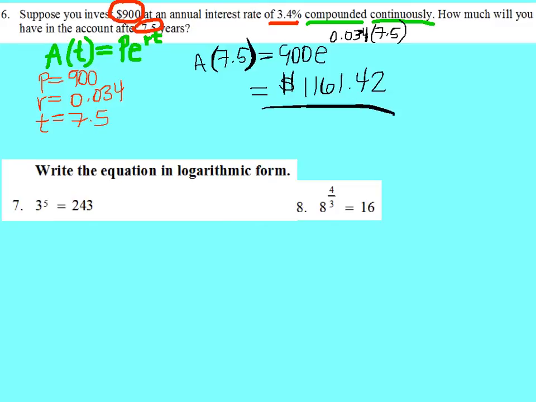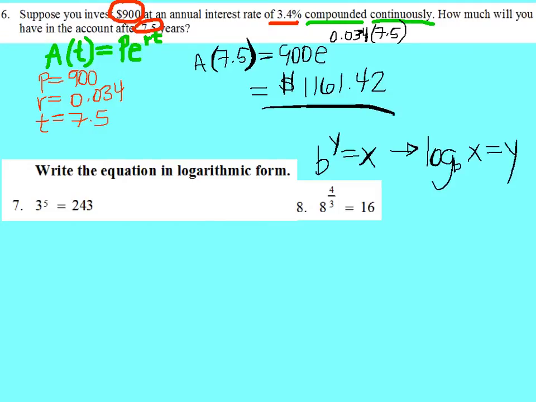Number 7, 8, they say write the equation in logarithmic form. So you just have to recall your exponential form, which is b to the x is equal to y, and changing that to your logarithmic form, which is log base b of x is equal to y.